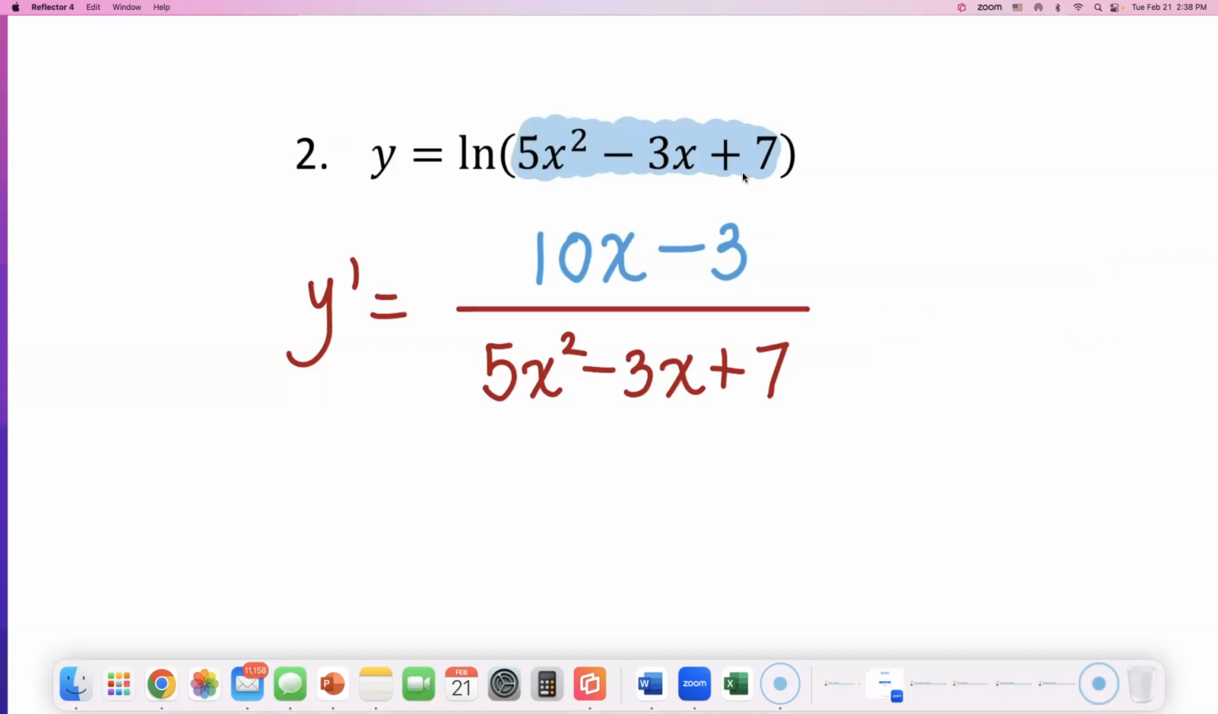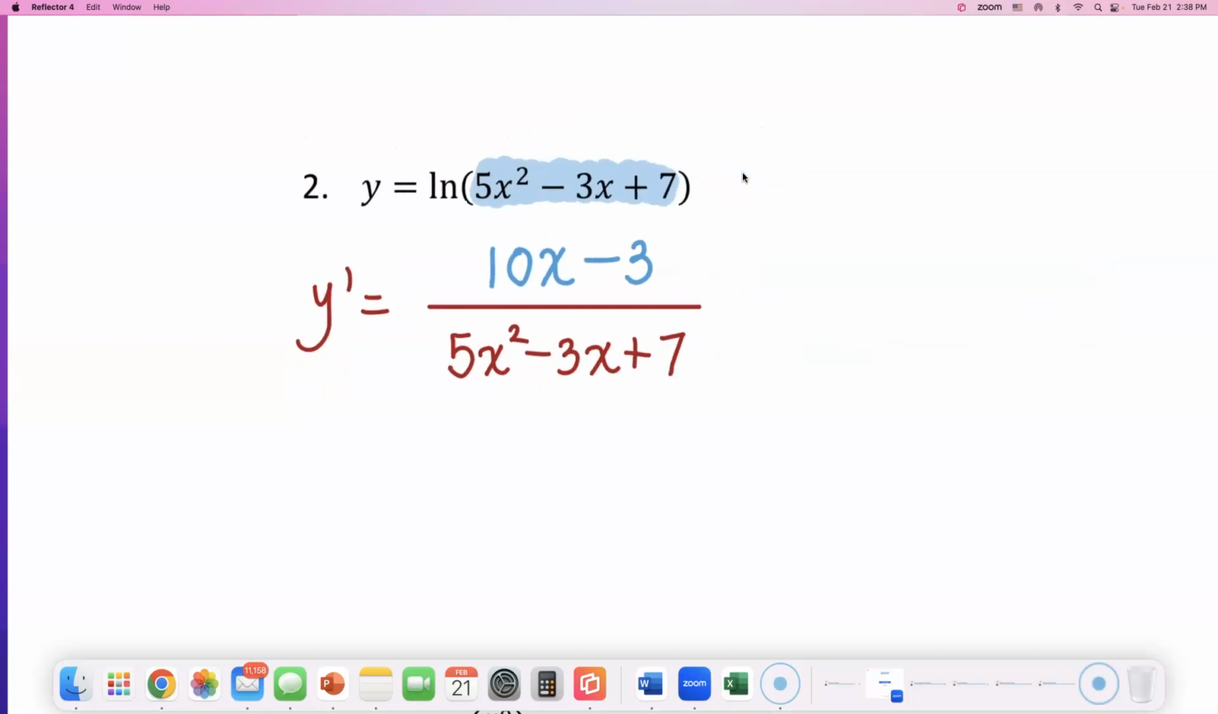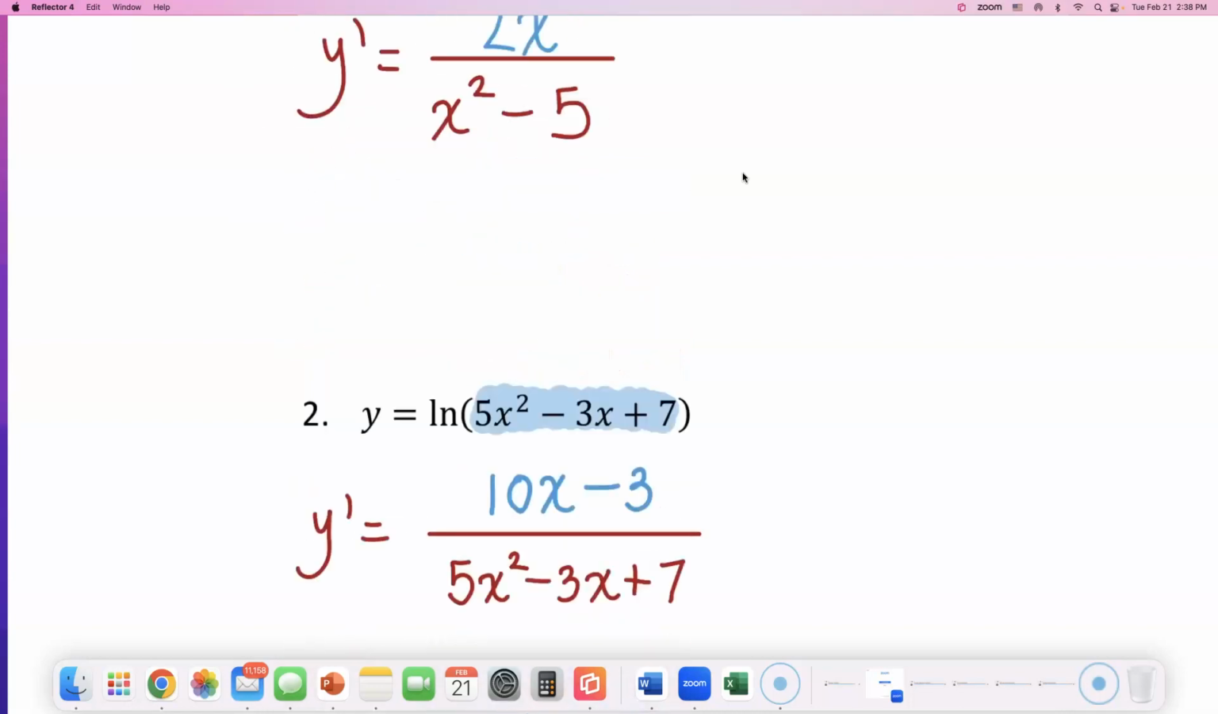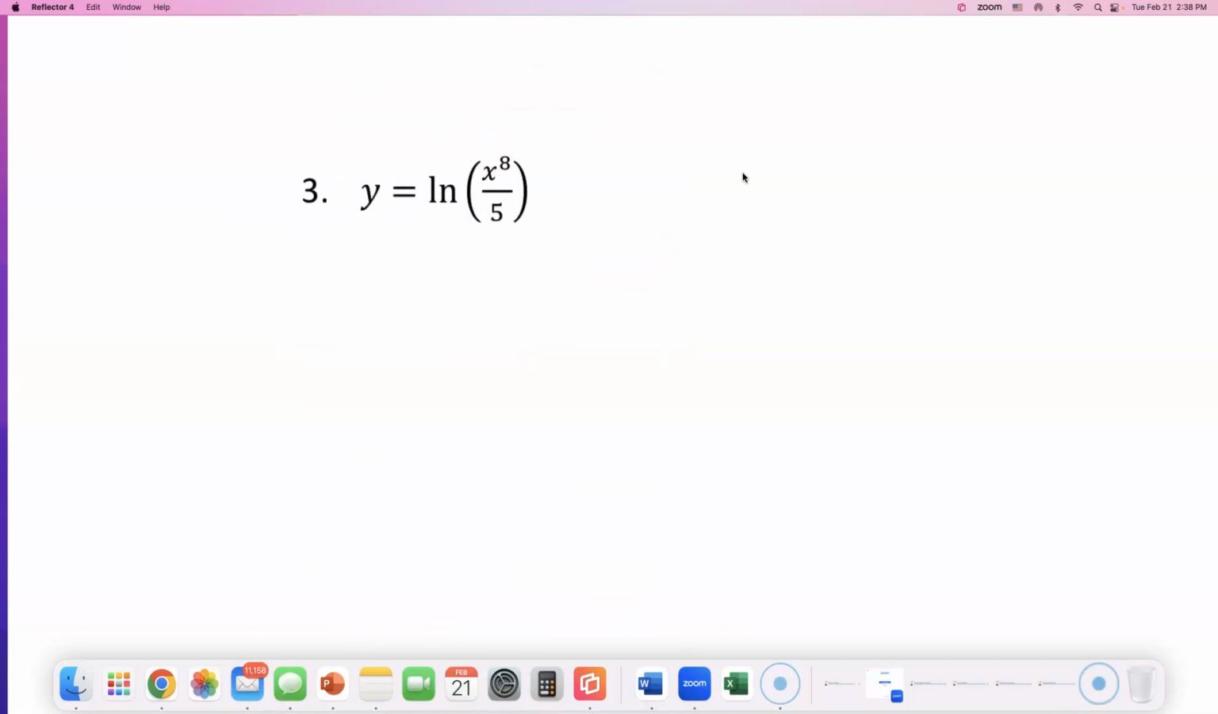So it's the chain rule. If you have a log argument that is more than just x, make sure to take the derivative of that log argument and multiply your answer by it. Okay? So maybe one little different. This is a little different.